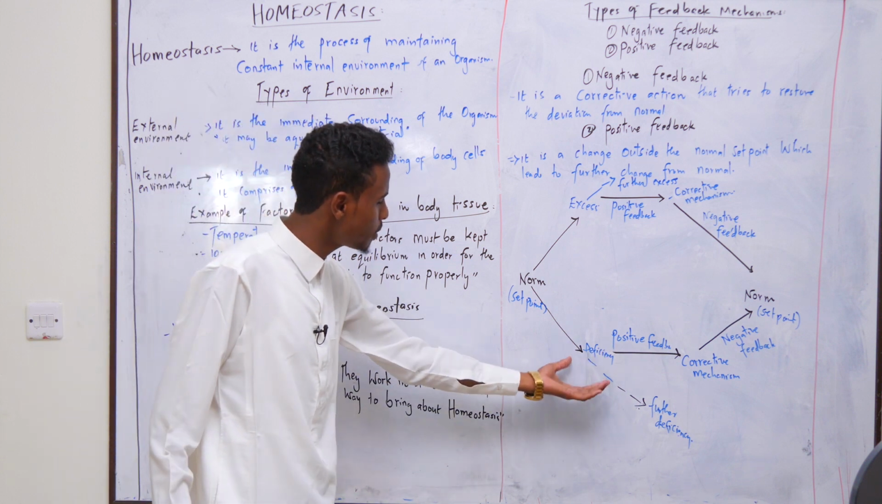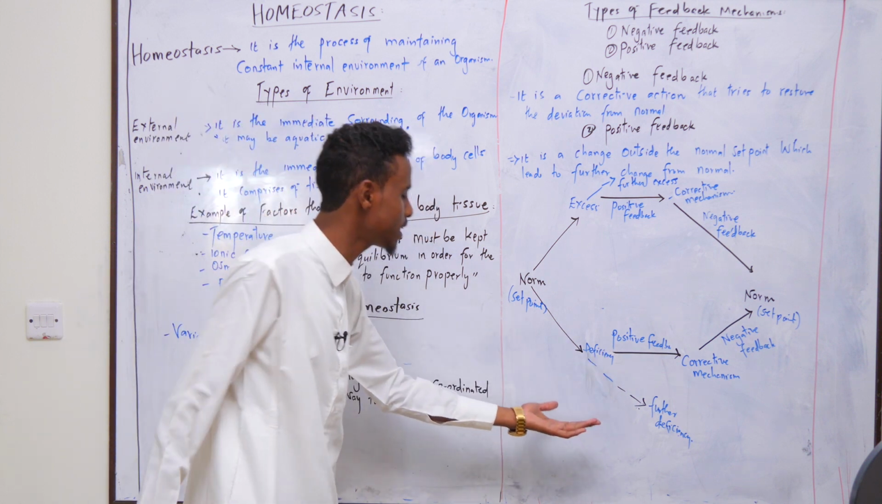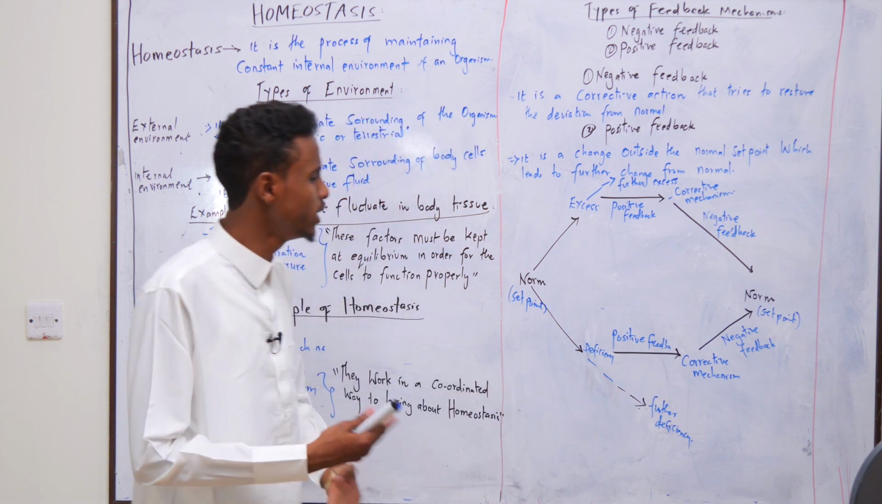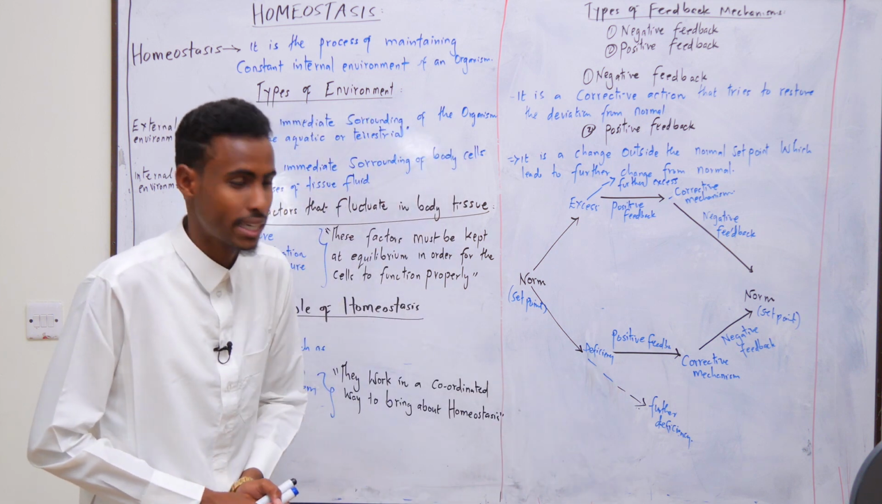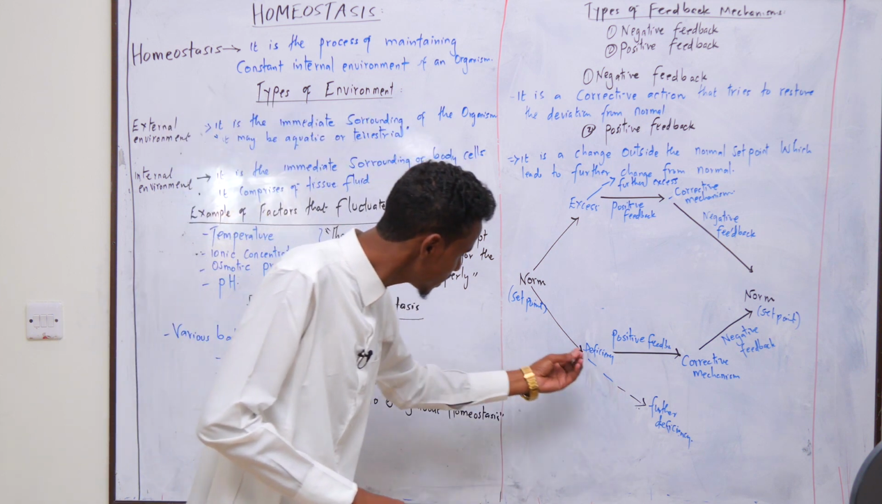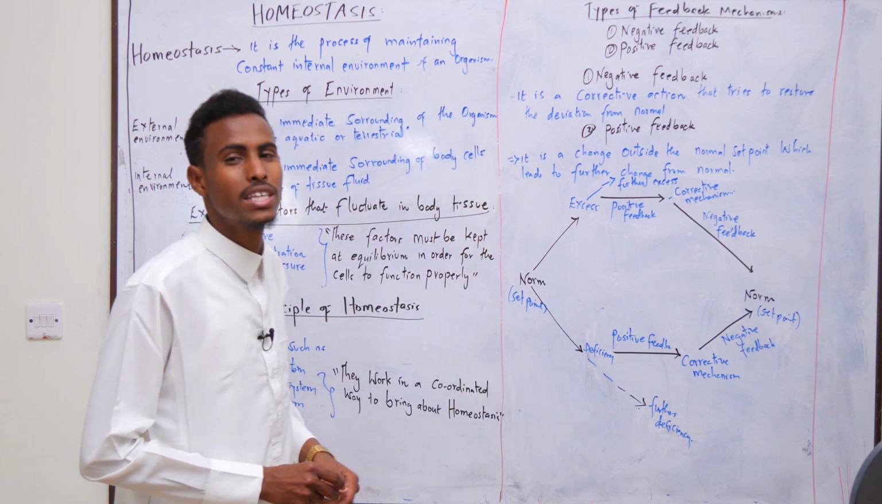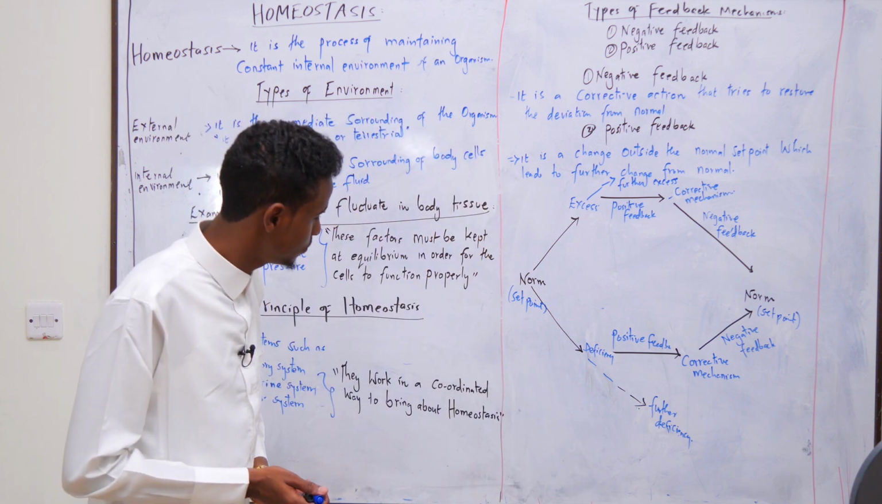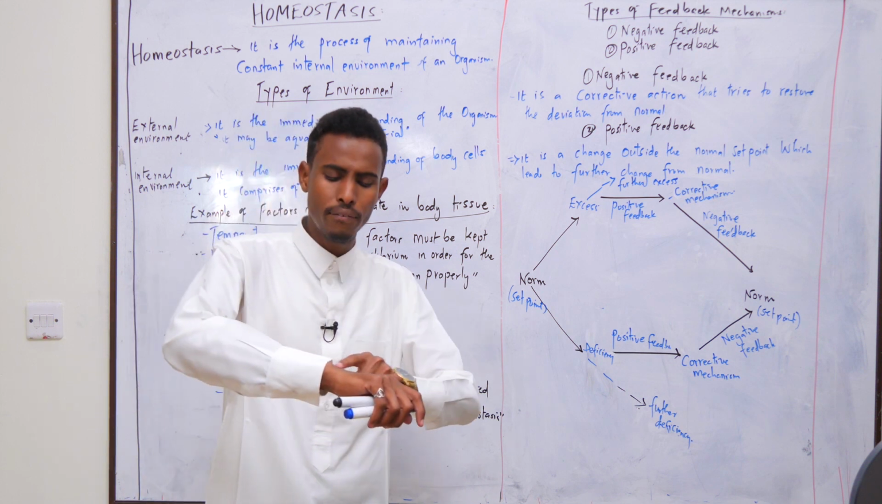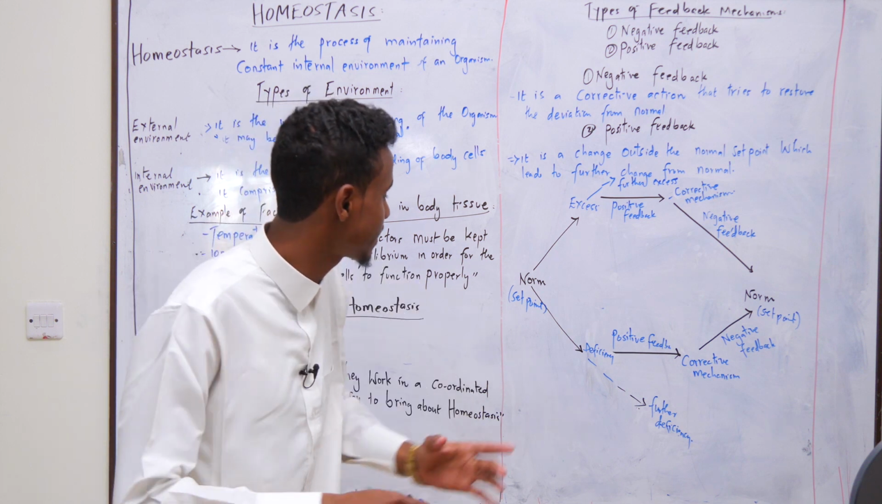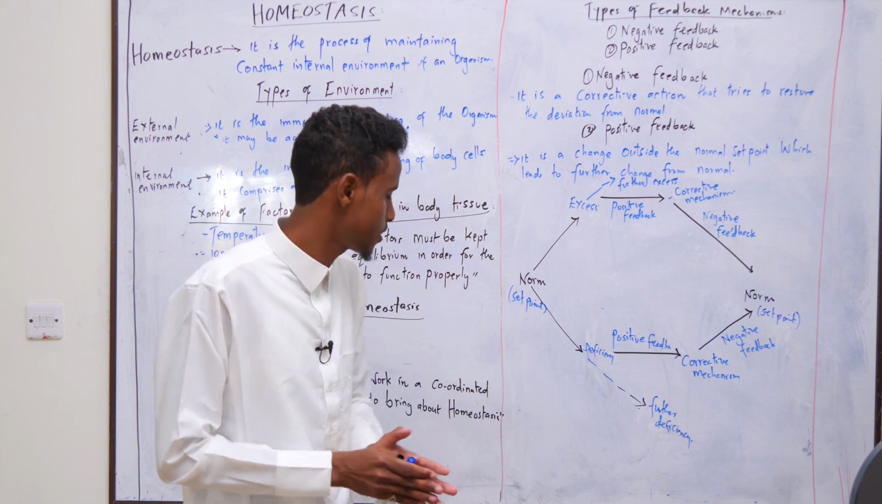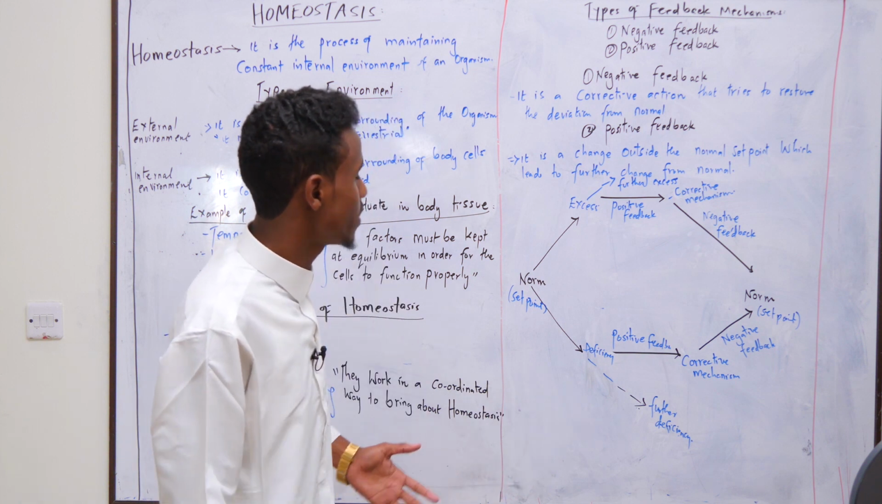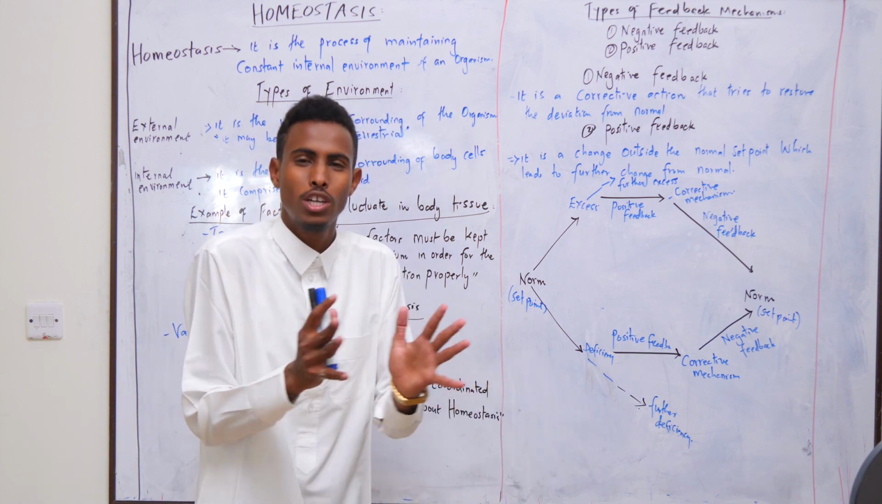Now, when the temperatures are below normal, that is a deficiency. Now, the body carries out some corrective mechanism. For example, when the temperatures are too low, the sweat glands become inactive. The blood vessels passing near the skin surface vasoconstrict. We also have the erector pili muscles contracting.